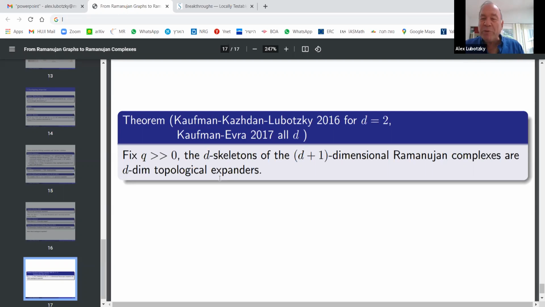That's not really what we wanted. We wanted to prove that the full Ramanujan complexes are topological expanders, just like Gromov and his co-authors proved that they are geometric expanders, and this we still don't know. So there is still a lot of things to do here.